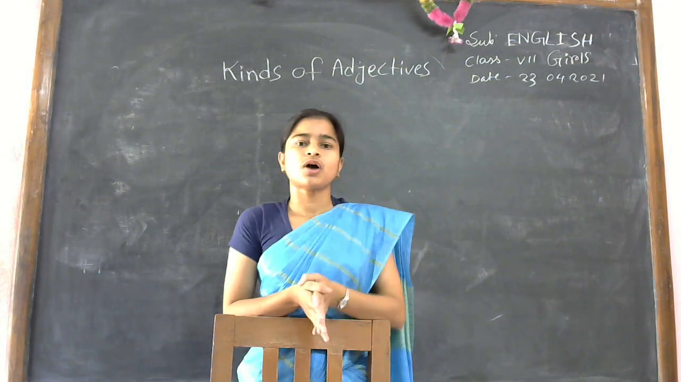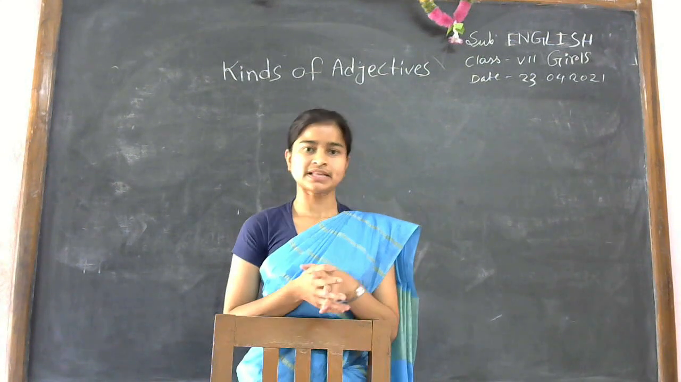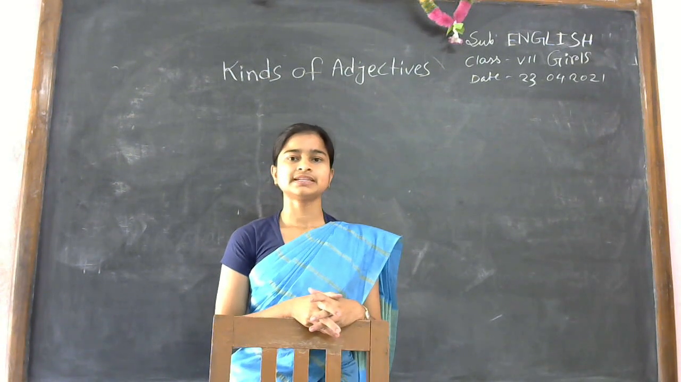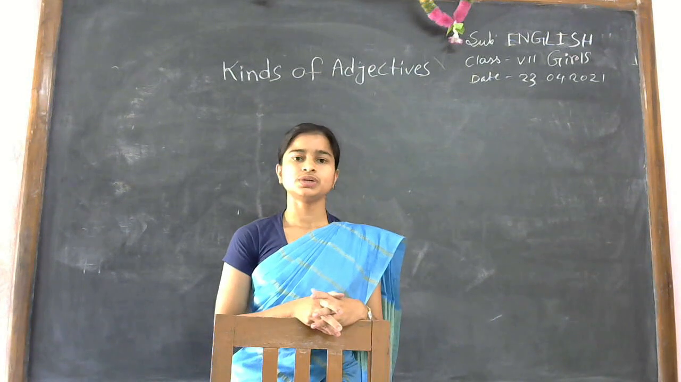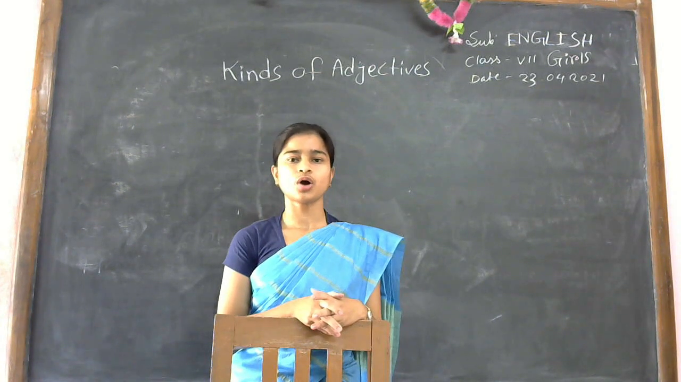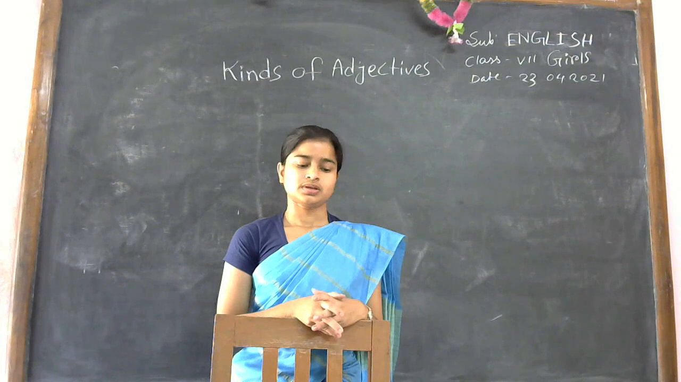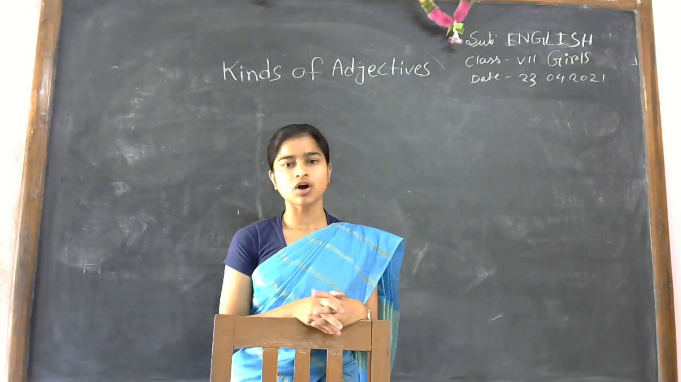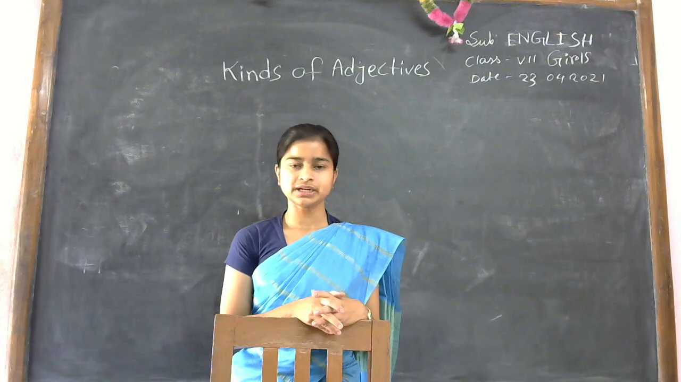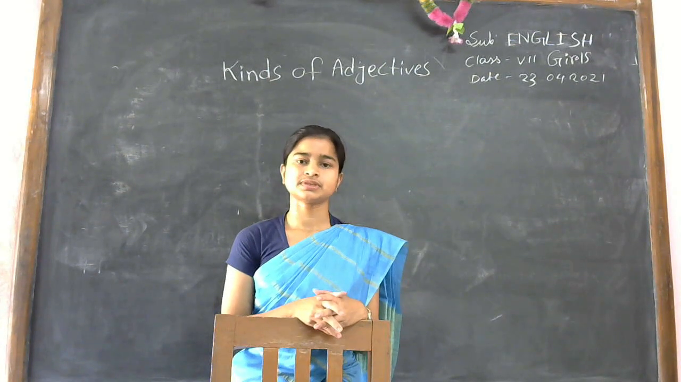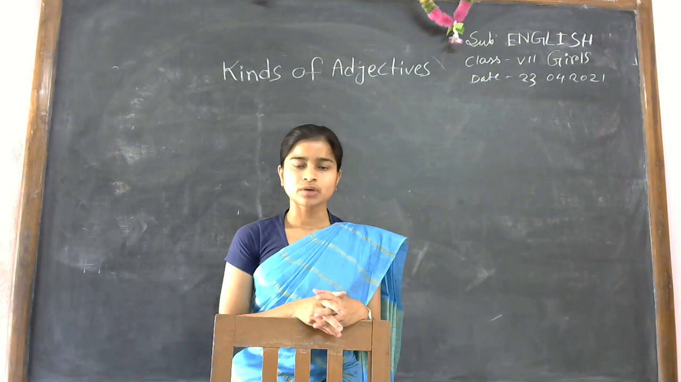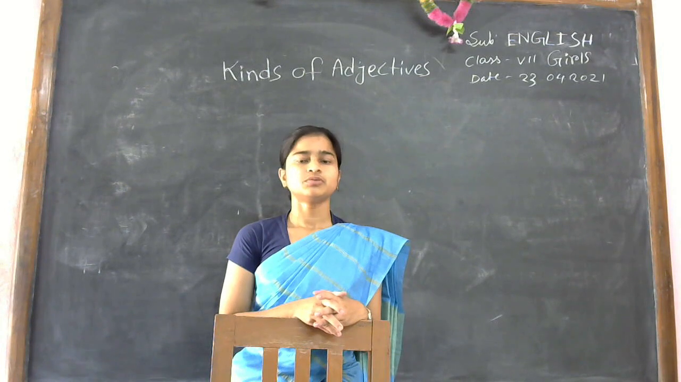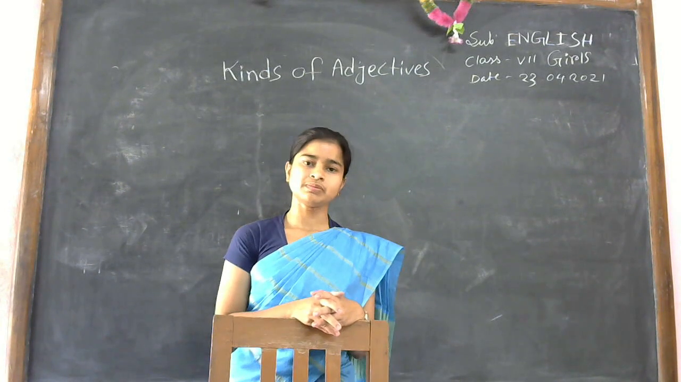Yesterday we read about the definition of adjective. We have learned that adjectives are those kinds of words which are used to describe a noun or pronoun. Yesterday we also read about various types or kinds of adjectives, and mainly we read about 5 kinds of adjectives. Those are adjectives of quality, adjectives of quantity, adjectives of number, demonstrative adjectives and interrogative adjectives.